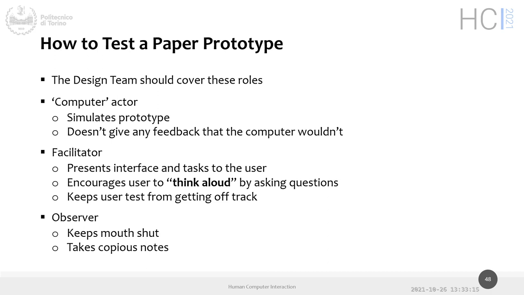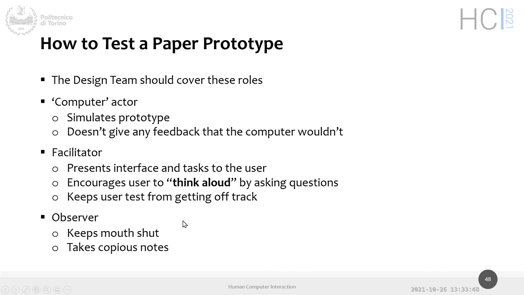At the same time, if the user is totally off track, the facilitator will stop them, okay? There should be something wrong with this interface because you are not expected to take this track. Please, let's go back and do this step together. Always remember that if the user is doing something wrong, it's always the fault of the interface. Never blame the user, right? We are there for testing the interface, not for testing the user.